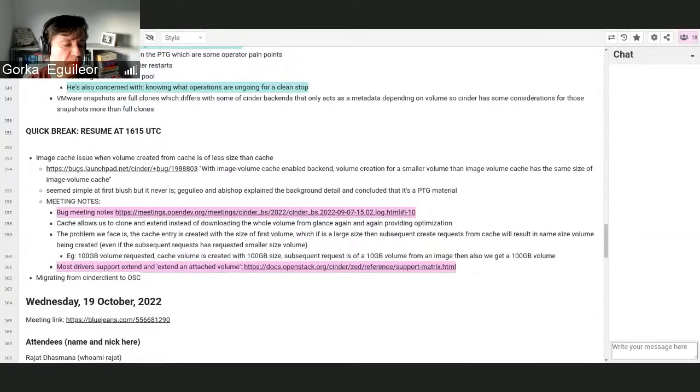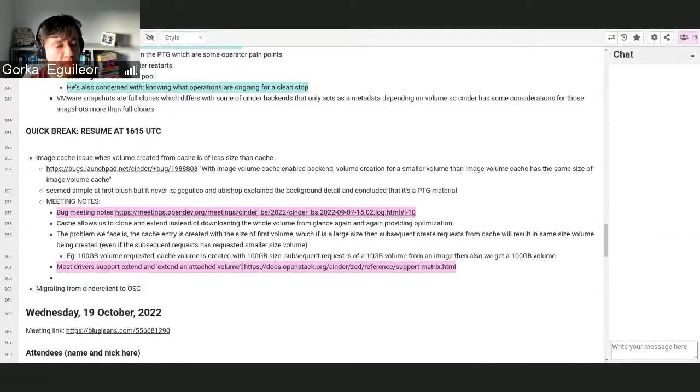The one Eric was proposing, if I remember correctly, is basically that the way you look for a cache entry is not by the image ID, but by a tuple: image ID plus size. So you can have multiple cache entries for the same Glance image. You can have a 1 GB cache entry and a 10 GB cache entry for the same image. That is the one that Eric proposed.